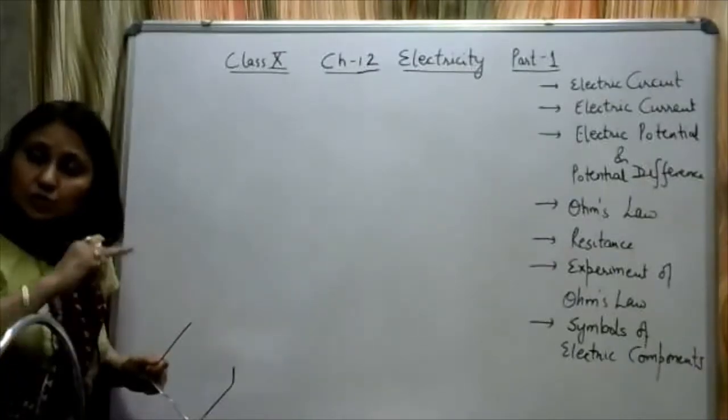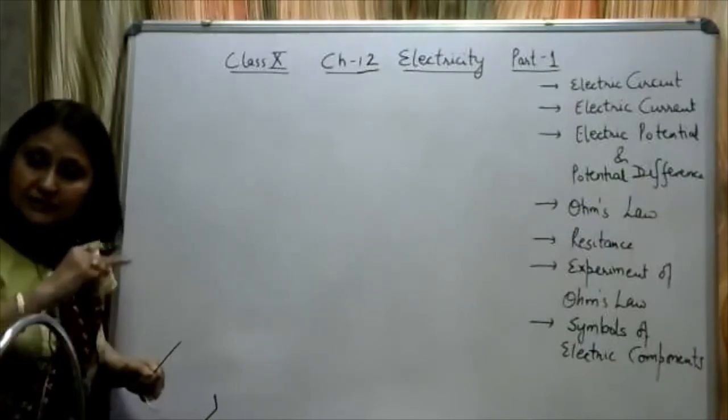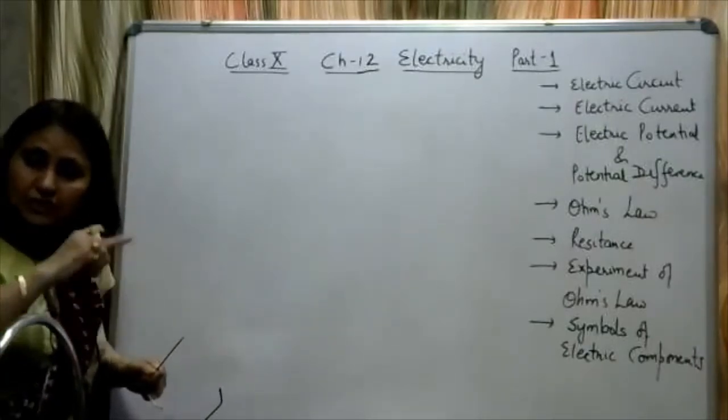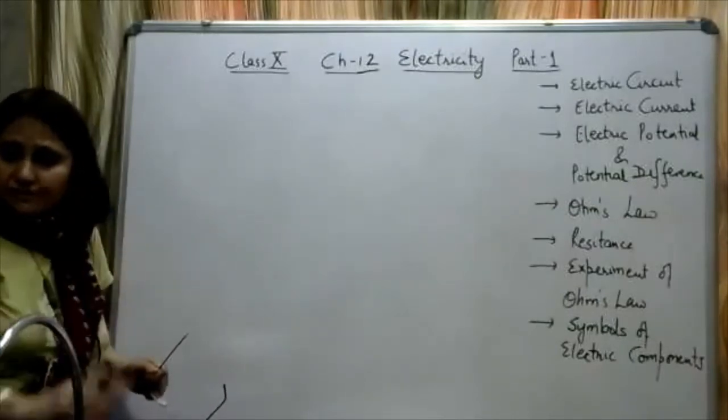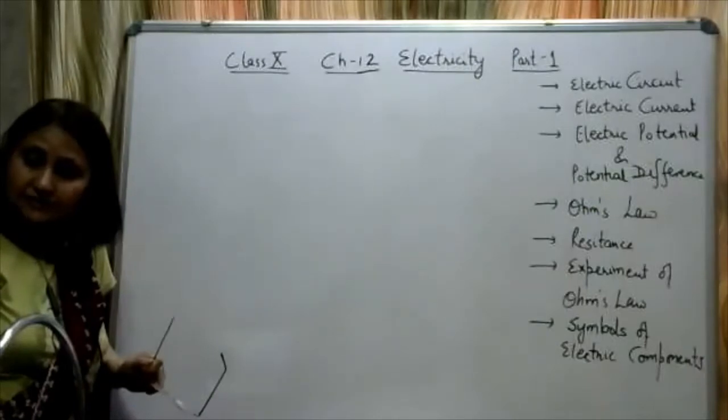An electric circuit is a closed and continuous path of electric current. That is, the circuit is closed, the key is closed, and the current is continuously flowing in that electric circuit. It is a closed path that we call an electric circuit.